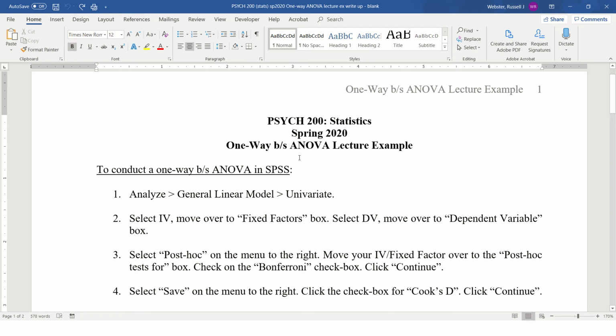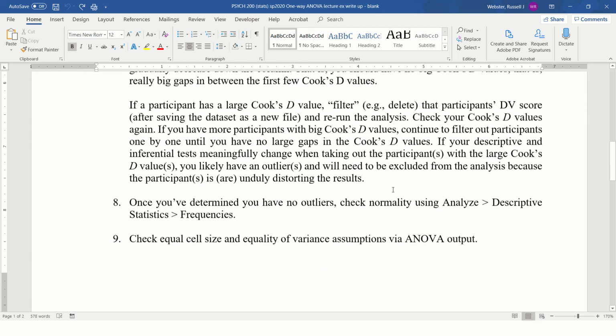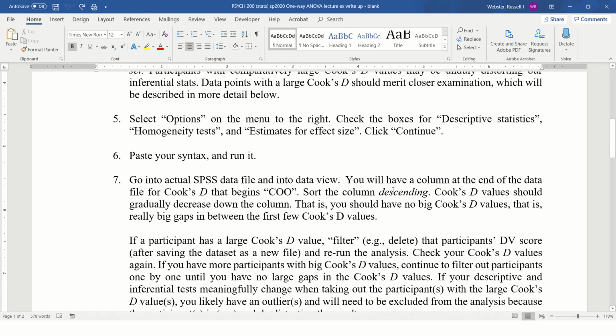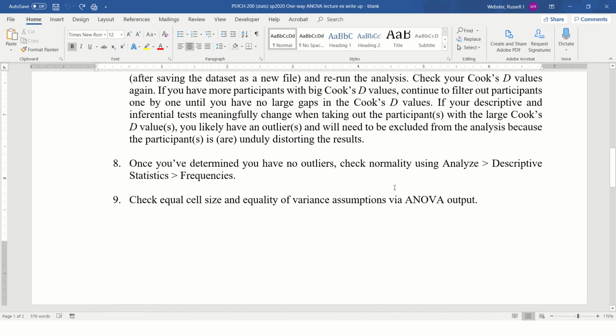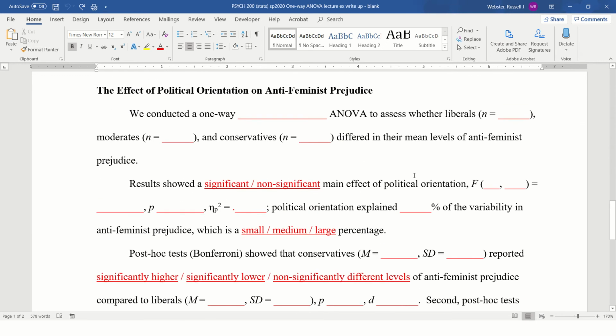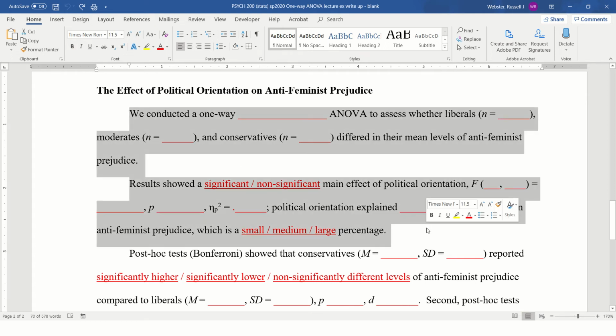On the first page, we have the directions for conducting a one-way between subjects ANOVA in SPSS. Don't worry about that right now. You probably won't have to worry about that this semester, actually. But we'll concentrate on page 2 here, where we have the write-up for the ANOVA. And so we're going to fill out the first 2 paragraphs here.